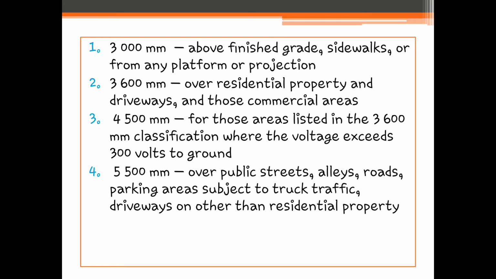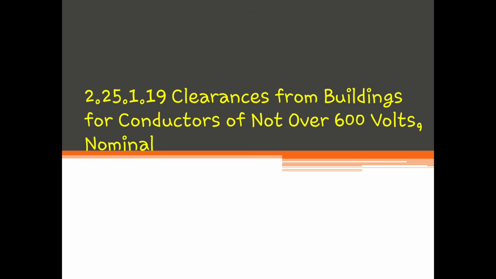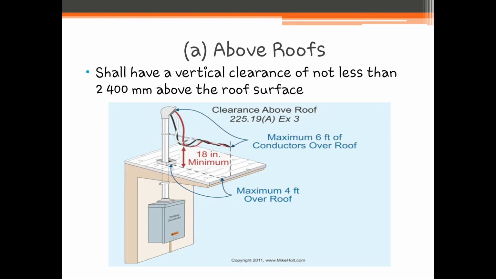So part of this article 2.25 also is the clearances from buildings for conductors of not over 600 volts nominal. So again, from above the roofs, overhead spans of open conductors and open multi-conductor cables shall have a vertical clearance of not less than 2,400 mm above the roof surface. The vertical clearance above the roof level shall be maintained for a distance not less than 900 mm in all directions from the edge of the roof.